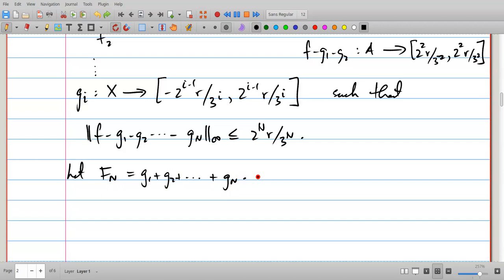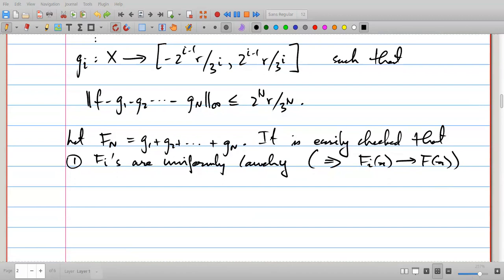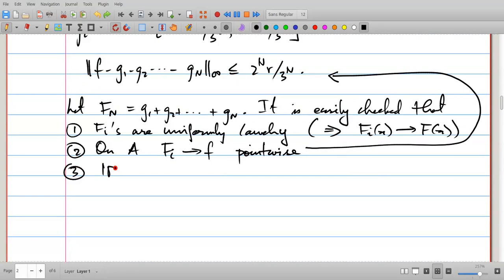So it is easily checked that the f_i's are uniformly Cauchy. So this implies that the f_i(x) converge to some point in the real line, and that point we define to be f of x. Two, on A the f_i's converge to f pointwise, so this is because of this condition. And three, the absolute value of f of x is less than or equal to R.